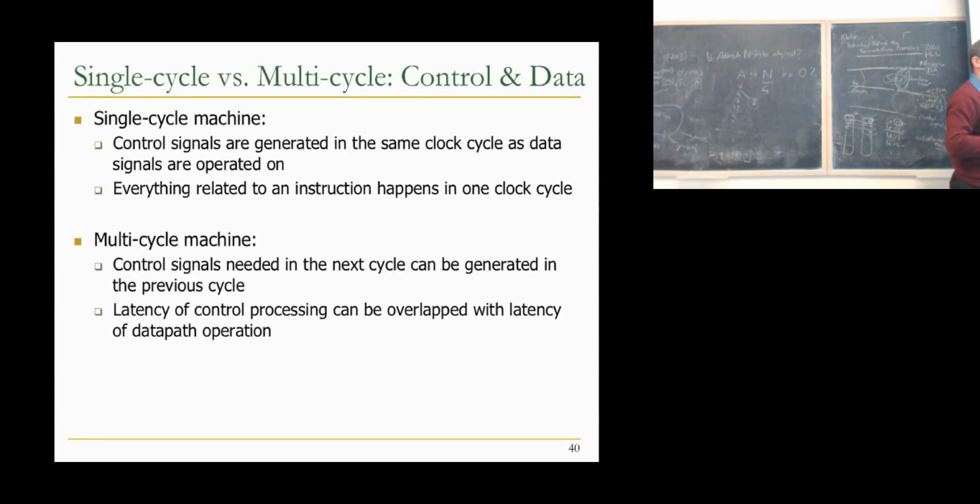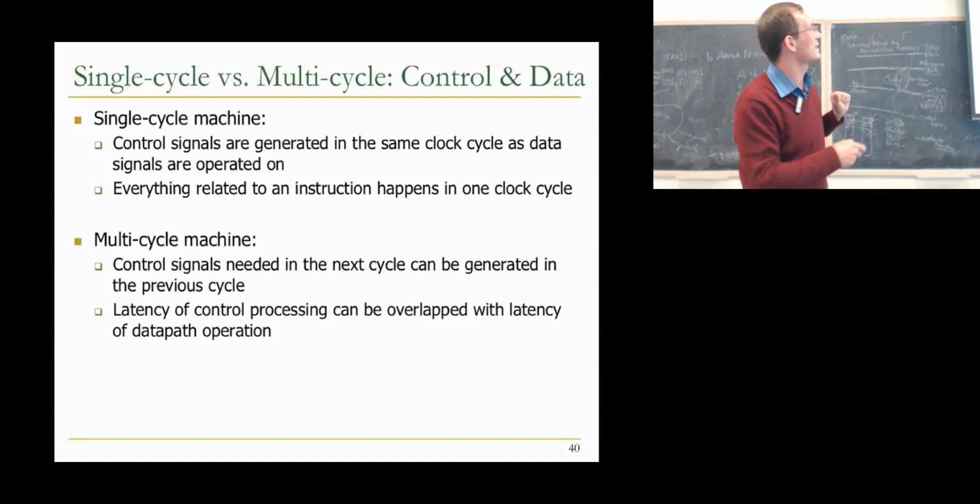And this is actually the nice thing about pipelining also. You can basically generate the control signals that you need in the next stage in the previous stage. If you don't know about pipelining, keep this in mind. Basically, you're generating control signals early on. And the upside is latency of control processing can be overlapped with latency of data path operation. And we'll see this difference clearly in microprogrammed multi-cycle microarchitectures.